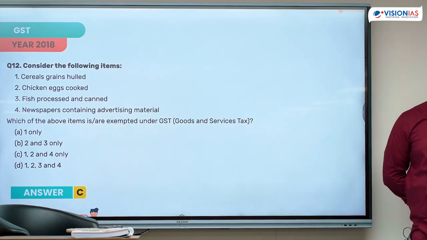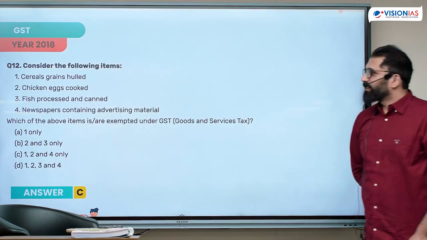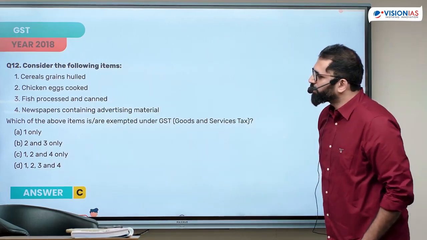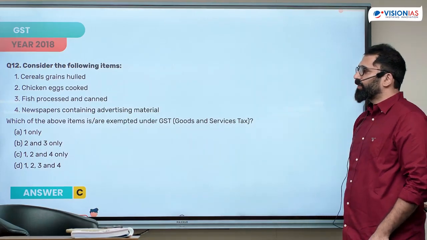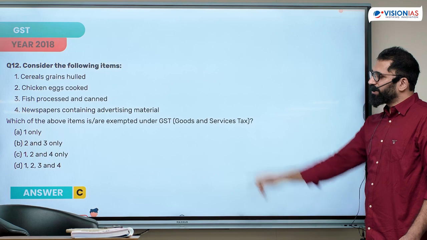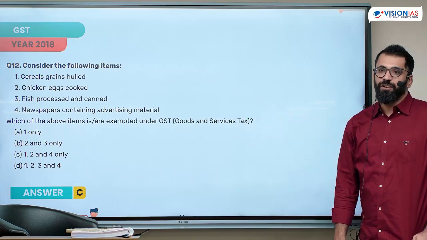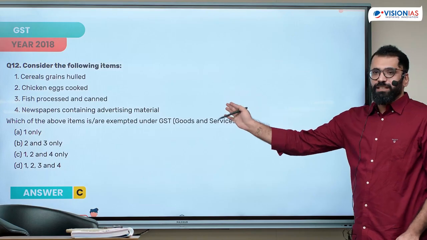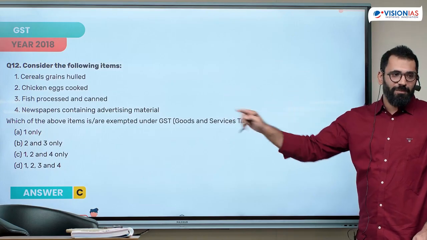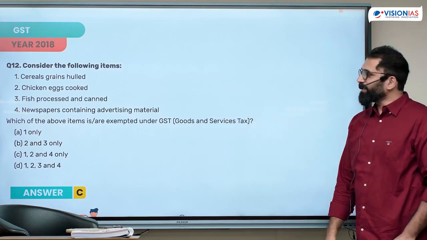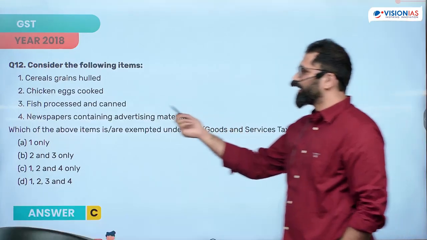This was a fact-based question, any tax-based. Cereal grains hulled, chicken eggs cooked, fish processed and canned, and newspaper containing advertisement material. In fact, later they came out with a clarification whether newspapers containing ads would have GST or not. When UPSC asked, there was no tax, but in the clarification there is tax on it too. Now this is fact-based, you can't do anything here.